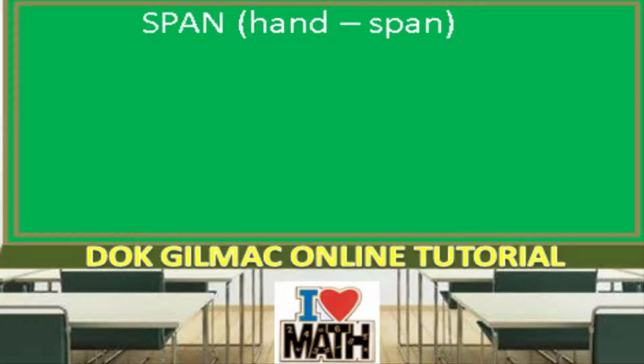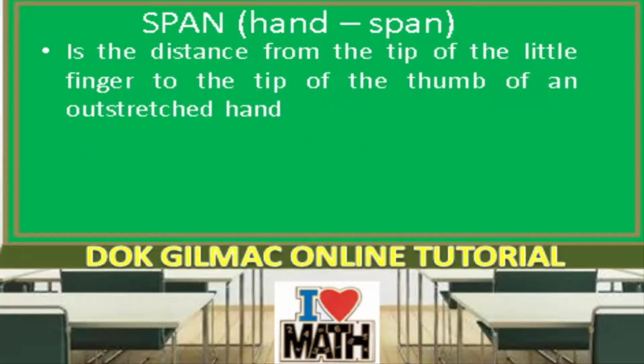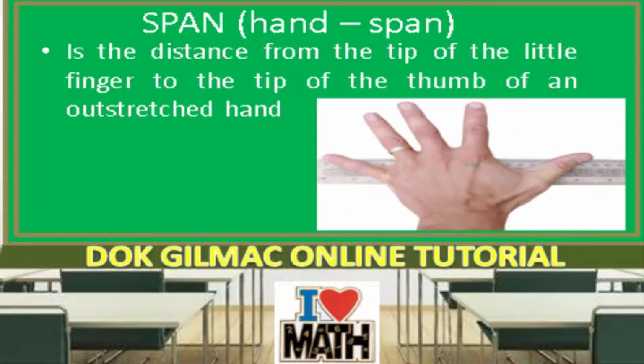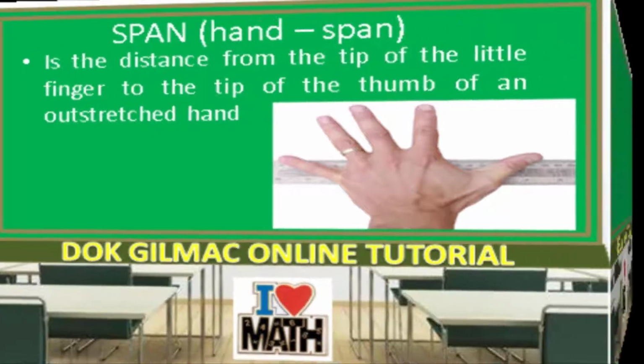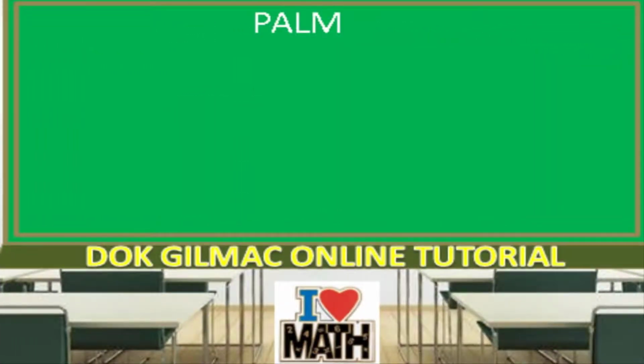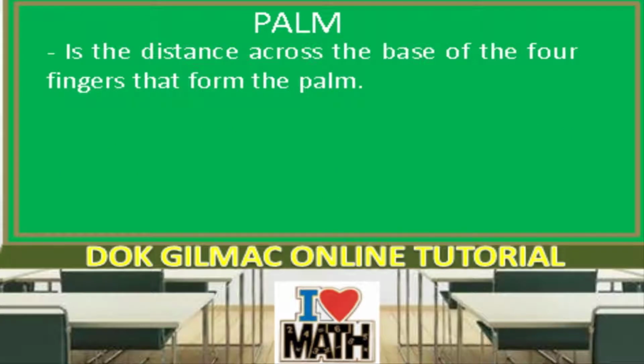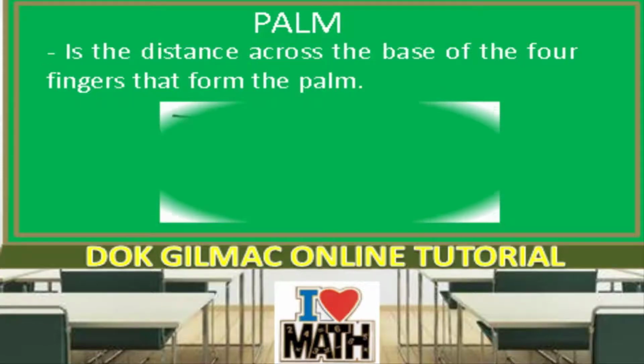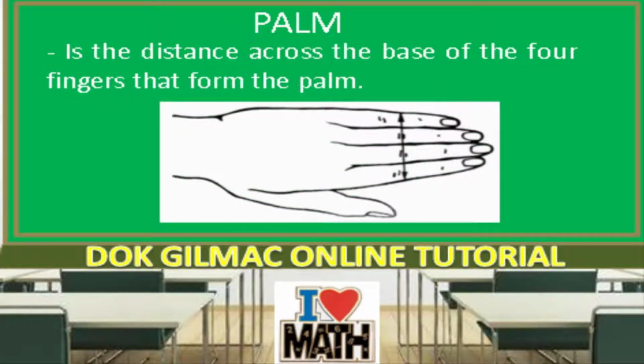Span, or simply hand span. It is the distance from the tip of the little finger to the tip of the thumb of an outstretched hand. So as you can see here, this is simply the hand span. Palm. It is the distance across the base of the four fingers that form the palm. So as you can see here, the distance across the base of the four fingers that form the palm.